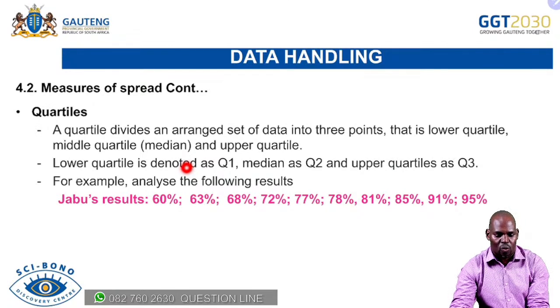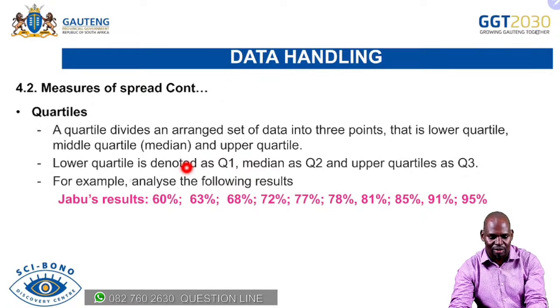Okay, now we need to analyze the following results. They say, for example, analyze the following results. Okay, so for this one, they mean we need to determine quartile 1, quartile 2, and quartile 3.